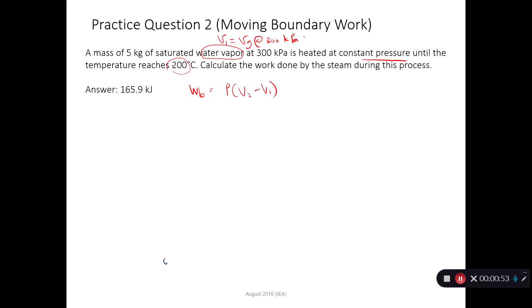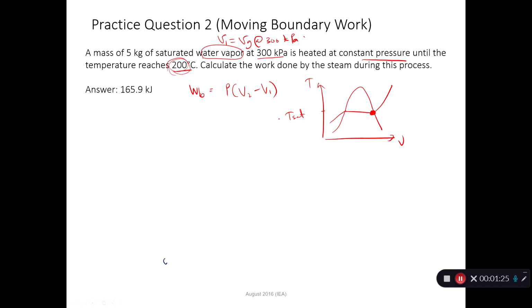until it reaches 200. So you find out 300 kPa and 200 degrees. This is already a vapor. So let's see, the T-V diagram. We have this. Okay, so initially it should be here because it's saturated vapor. Okay, and this is the T sat, whatever the value is.